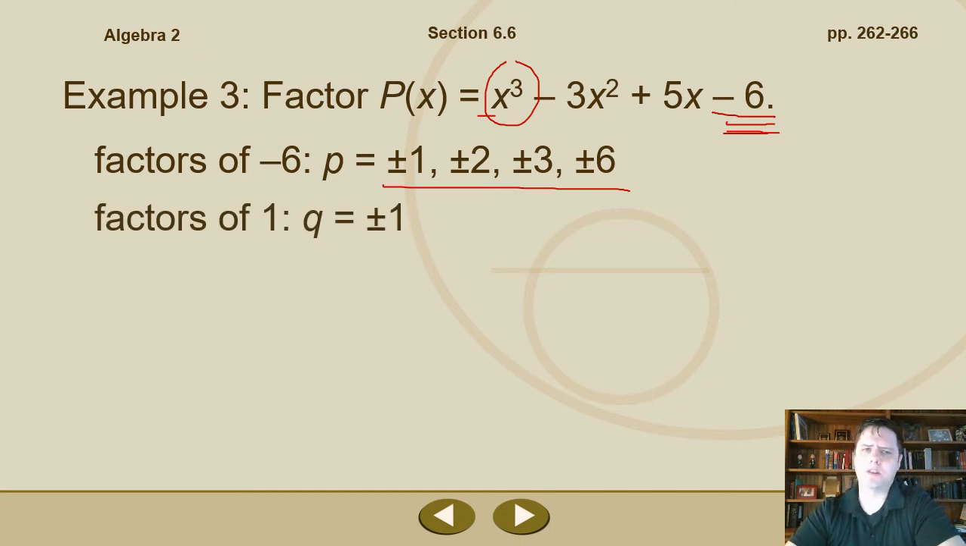Then we can ask what are the factors of 1. That would be what's implied in front of the x cubed here. And so it's just positive or negative 1, because you take negative 1 times negative 1 and get 1, or 1 times 1 and get 1.